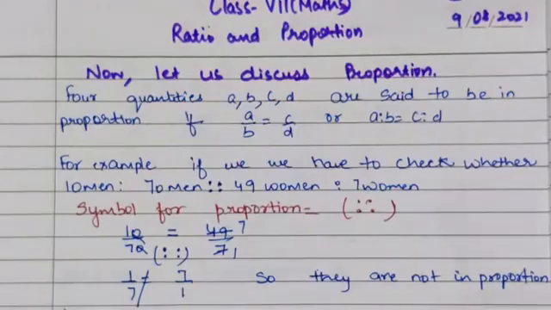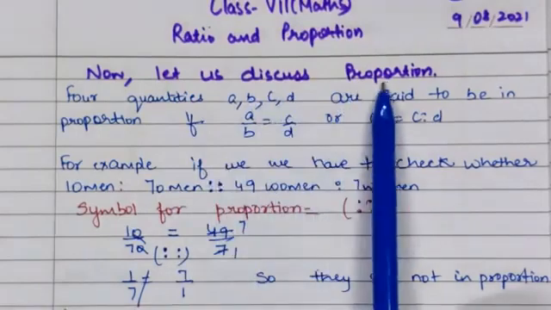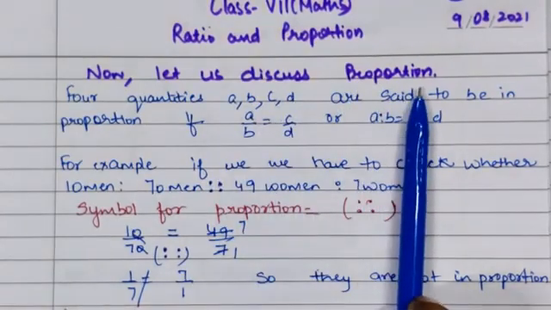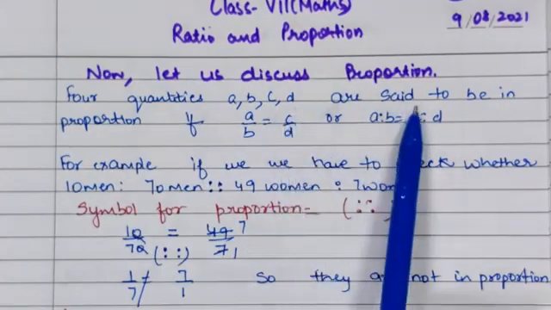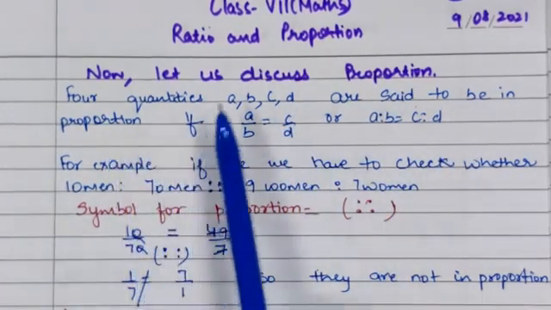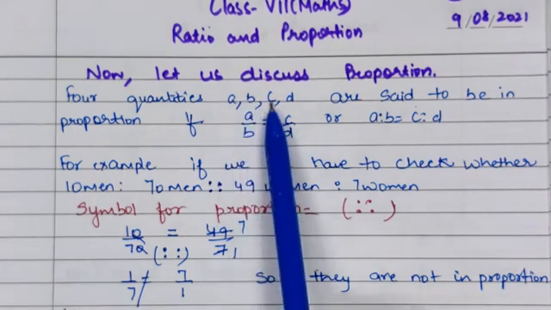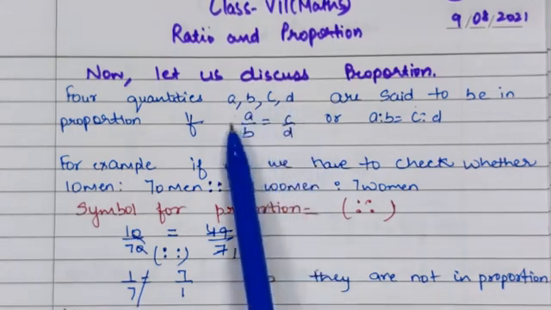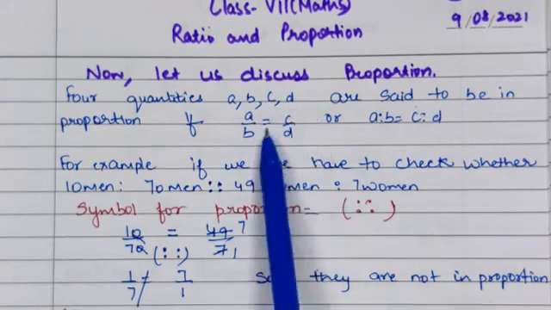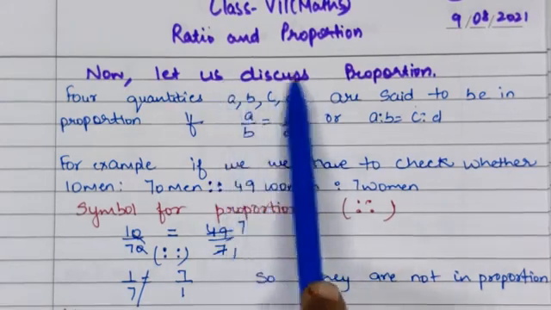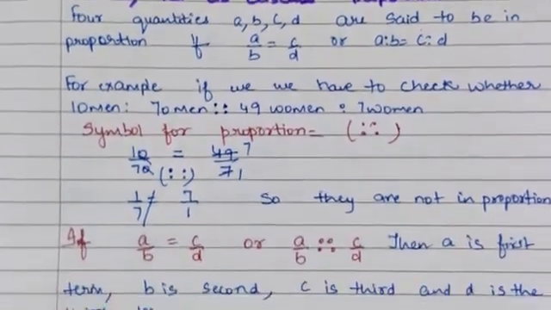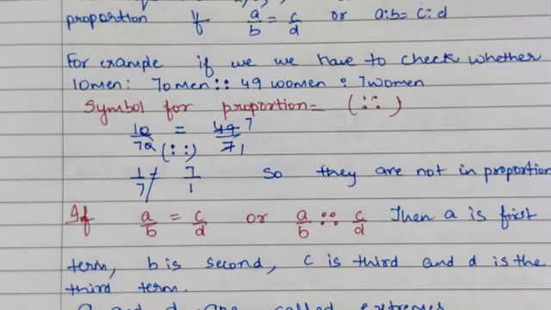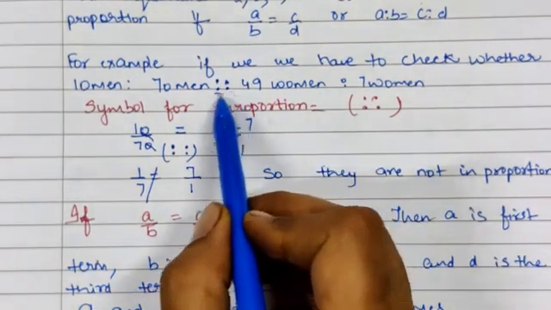Clear? Now children, let us discuss the next topic, that is proportion. Four quantities A, B, C and D are said to be in proportion if A upon B is equal to C upon D. Means their ratios should be equal. Then these four numbers are in proportion. For example, if we have to check whether 10 men ratio 70 men, this is the symbol for proportion.